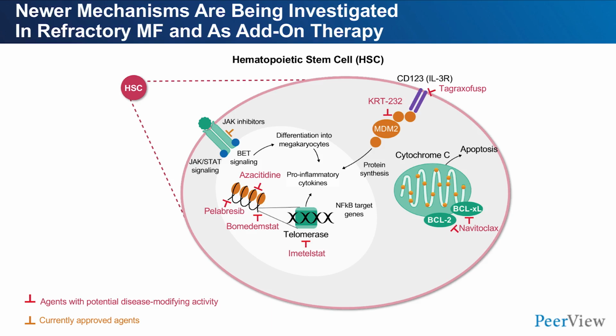If you look at the JAK inhibitors, what are we combining with the JAK inhibitors? BET signaling. So why does this BET signaling matter? We're betting on inhibiting both JAK and BET signaling because BET signaling leads to pro-inflammatory cytokine signaling, and we don't want those inflammatory cytokines to drive JAK2 STAT3 signaling because that leads to disease progression.